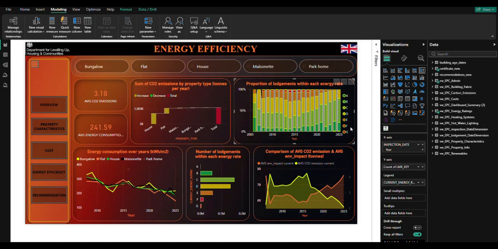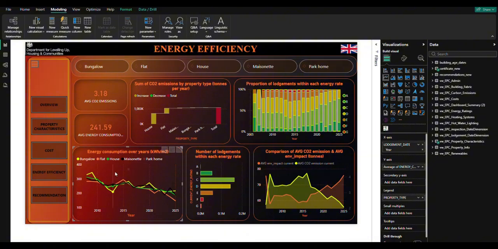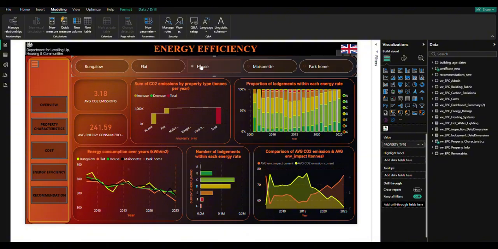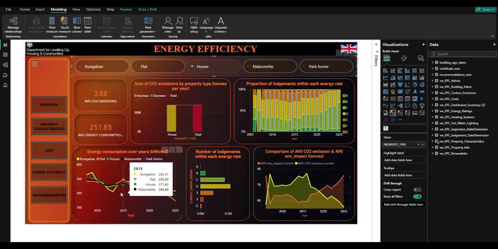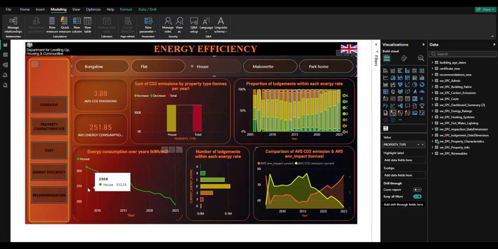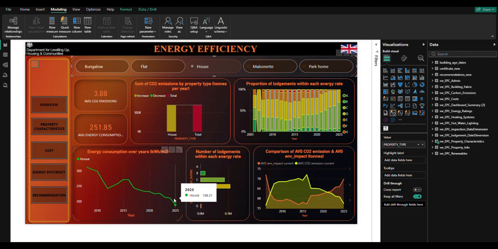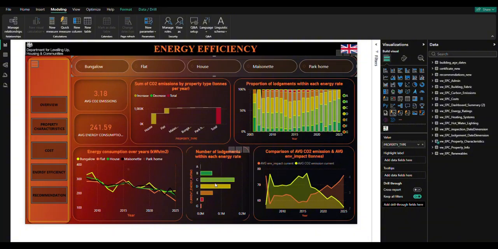Below that, the line chart illustrates energy consumption per square meter over years, segmented by property type across all categories. There is a clean downward trend indicating improving energy efficiency over time. Average consumption has reduced significantly, falling from approximately 350 to 400 kilowatt hours per square meter to around 150 to 200 kilowatt hours per square meter in recent years.